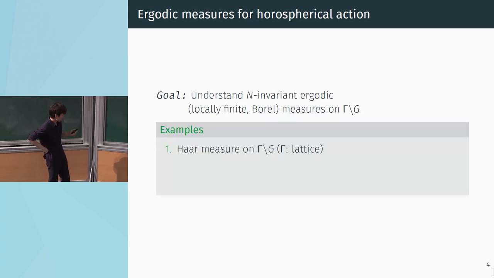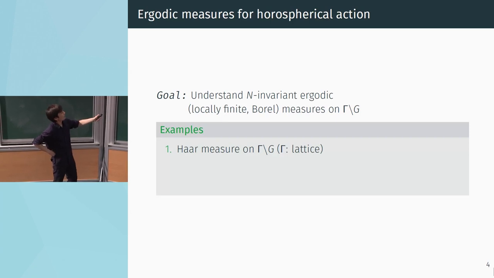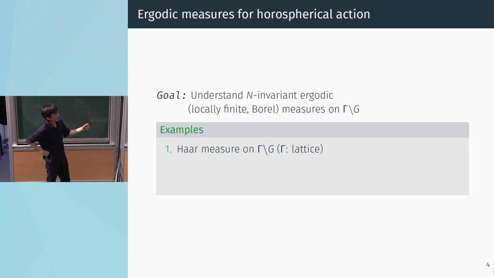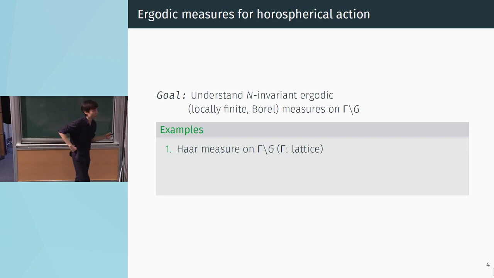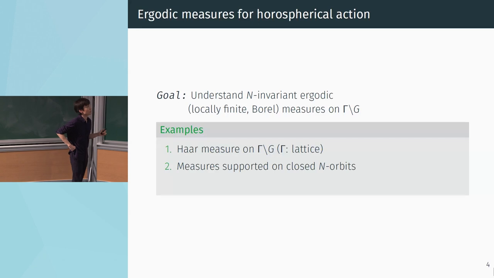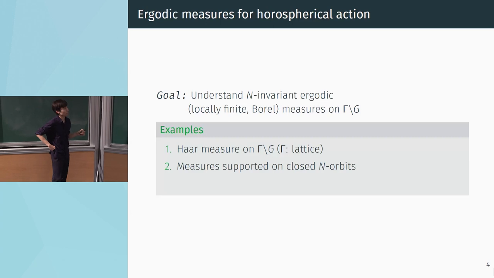Okay, so what are the basic examples? So the first example is the Haar measure on G mod gamma. So you have an invariant measure where gamma is a lattice. Even if gamma is not a lattice, it is still an invariant measure, right? Oh yeah, sorry, I want to say ergodic. Yes, ergodic. Sorry, I thought I missed it. Okay, so invariant is clear. Ergodicity is a consequence of Moore. As a second example, this appears when you have a closed N orbit inside G mod gamma. Then you have a closed orbit on which you can find an invariant measure, and it's going to be ergodic for a trivial reason, because the group action is transitive.